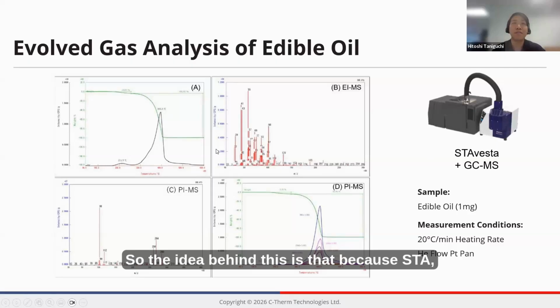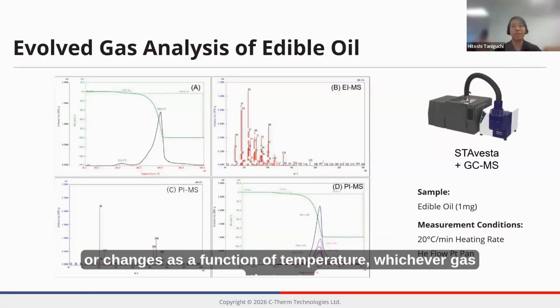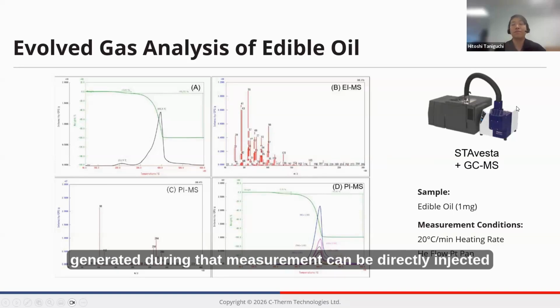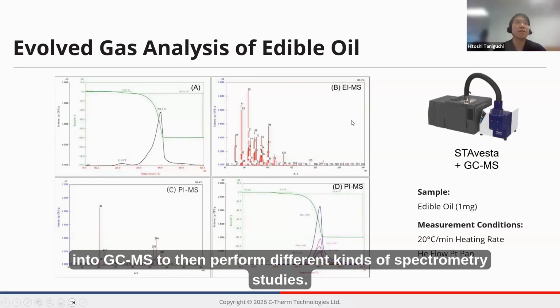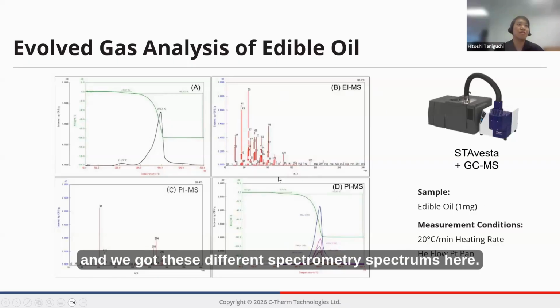So the idea behind this is that, because STA as an instrument measures how the sample decomposes or changes as a function of temperature, whichever gas gets generated during that measurement can be directly injected into GCMS to then perform different kinds of spectrometry studies. In this case, we performed this on an edible oil, and we got these different spectrums here.